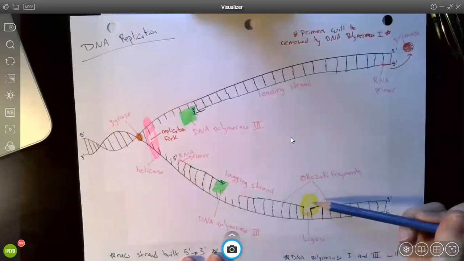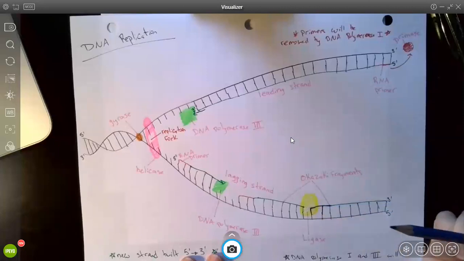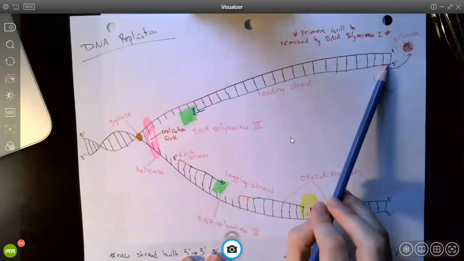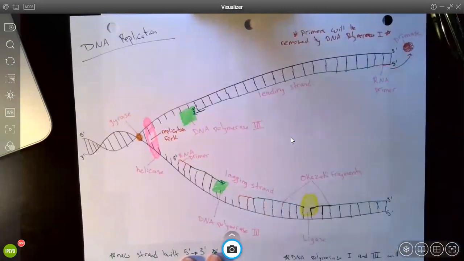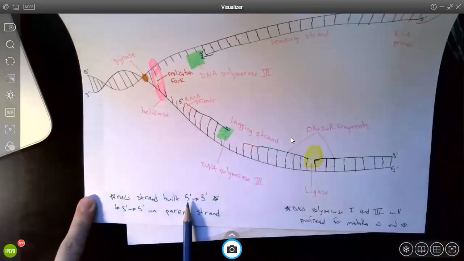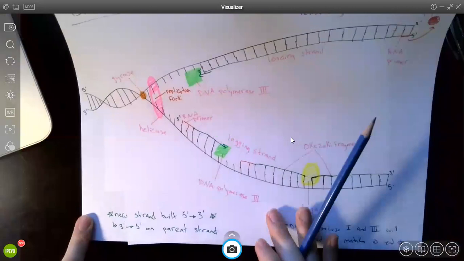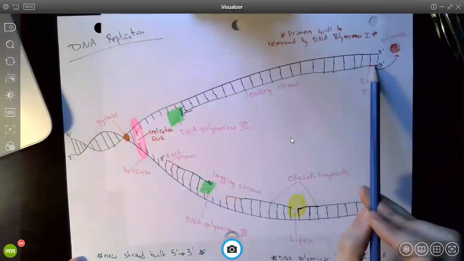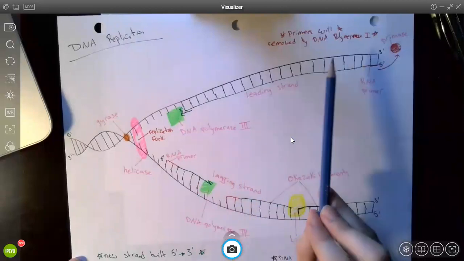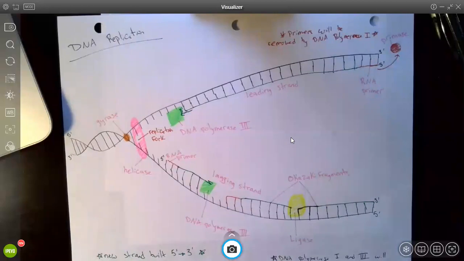And the ligase will come in and it'll create a backbone right here to attach those little Okazaki fragments together. I do just have a couple notes. So again, the primers will be removed by DNA polymerase 1. Other than that, the new strand is always built in the 5' to 3' direction, which is 3' to 5' on the parent strand. So again, the new strand goes from 5' to 3', which is the opposite on the parent strand, because remember, DNA is always made of 2 anti-parallel strands. They go in opposite directions.